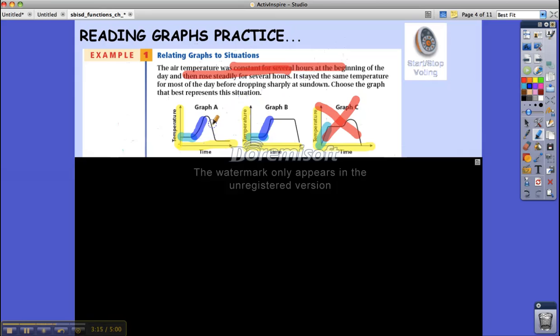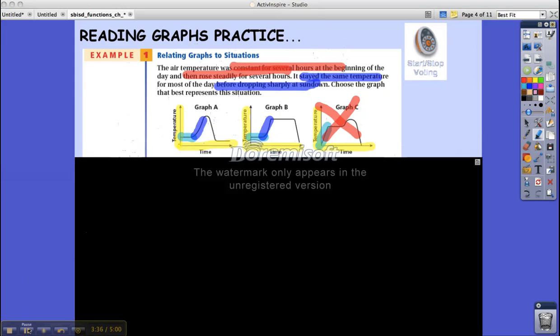So we need to look at the next part, because the next parts of these graphs are definitely different. The next part says it stayed the same temperature for most of the day before dropping sharply at sundown. So we want to stay the same for most of the day and then drop sharply at sundown. I want y'all to pause the video and decide which one of these graphs does that.